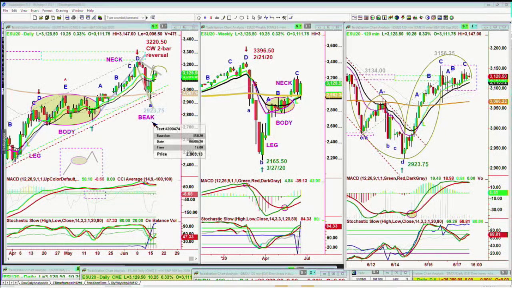Goes down to 29.2375 from the 32.20.50 high with a Chapman Wave 2-bar reversal. And now we've got a series of lower highs and much lower lows.